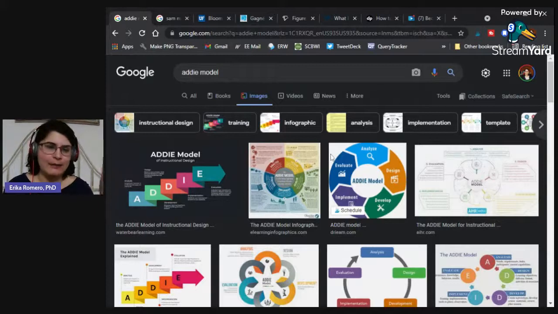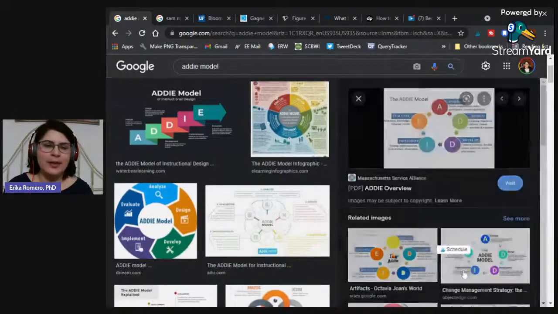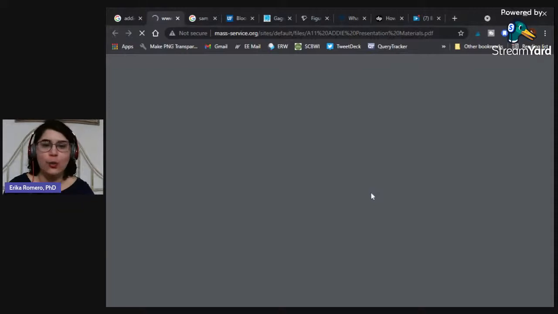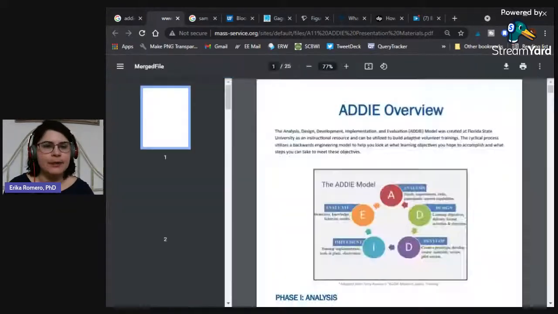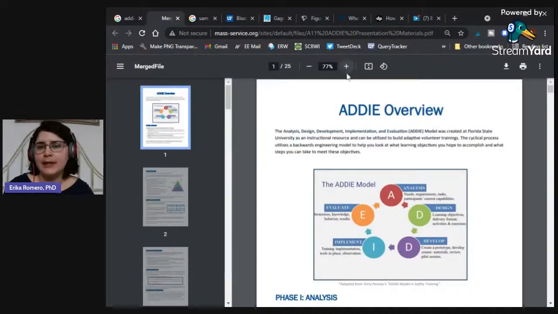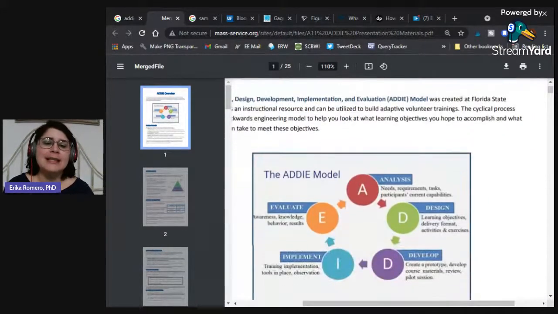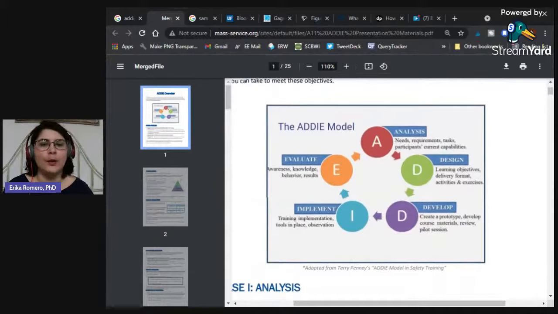If you just Google ADDIE model, you'll get all these images because, again, infographic friendly. But I'll go ahead and open this one since it has a bit of words on it in addition to what ADDIE means. And I do have a blog post about this and a video in case you want more information later on. But this is, I think, the key one to consider when you're designing your classes because it goes through the 5 steps of designing an educational experience.